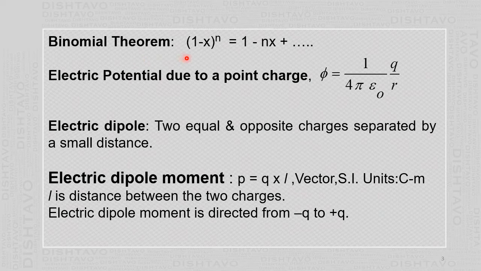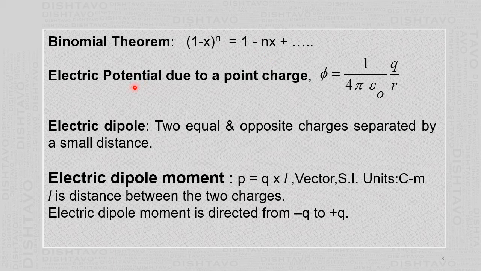Here it gives the expansion of 1 minus x raised to n. N is an integer. X is a number much lesser than 1. And I have written here first two terms, 1 minus nx. The sign alternates here, plus minus plus. The higher terms are not written here because they will be neglected because their value is very small as compared to 1.